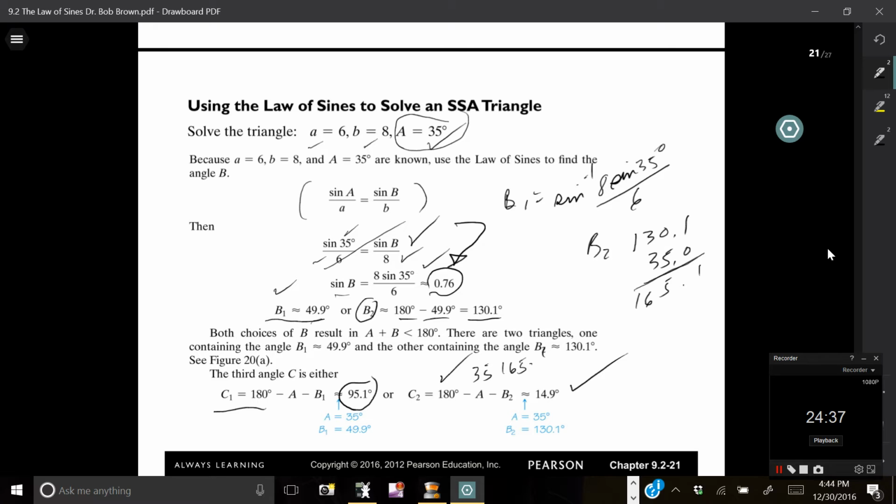So now we've got two triangles, one with C1 equal to 95.1 and B1 equal to 49.9. The other one with C2 equal to 14.9 and B2 equal to 130.1. Now we just need to solve for the other side.